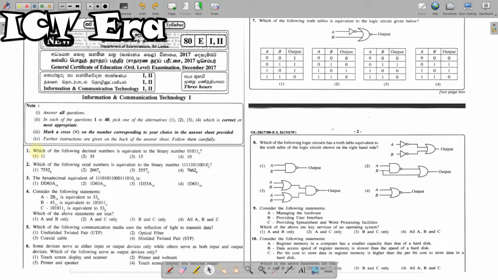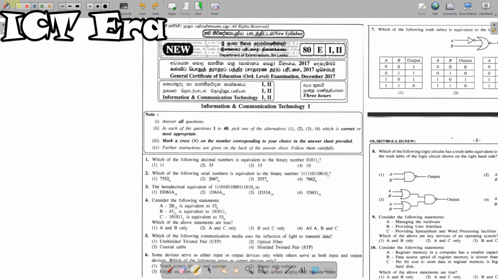Okay, first question: which of the following decimal numbers is equivalent to the binary number 1011? Let's convert this one. I will write here 1 1 0 1 1. This is 2 to the power 0, then 2 to the power 1, 2 to the power 2, 2 to the power 3. Then I can ignore this one because 0 doesn't have a value.